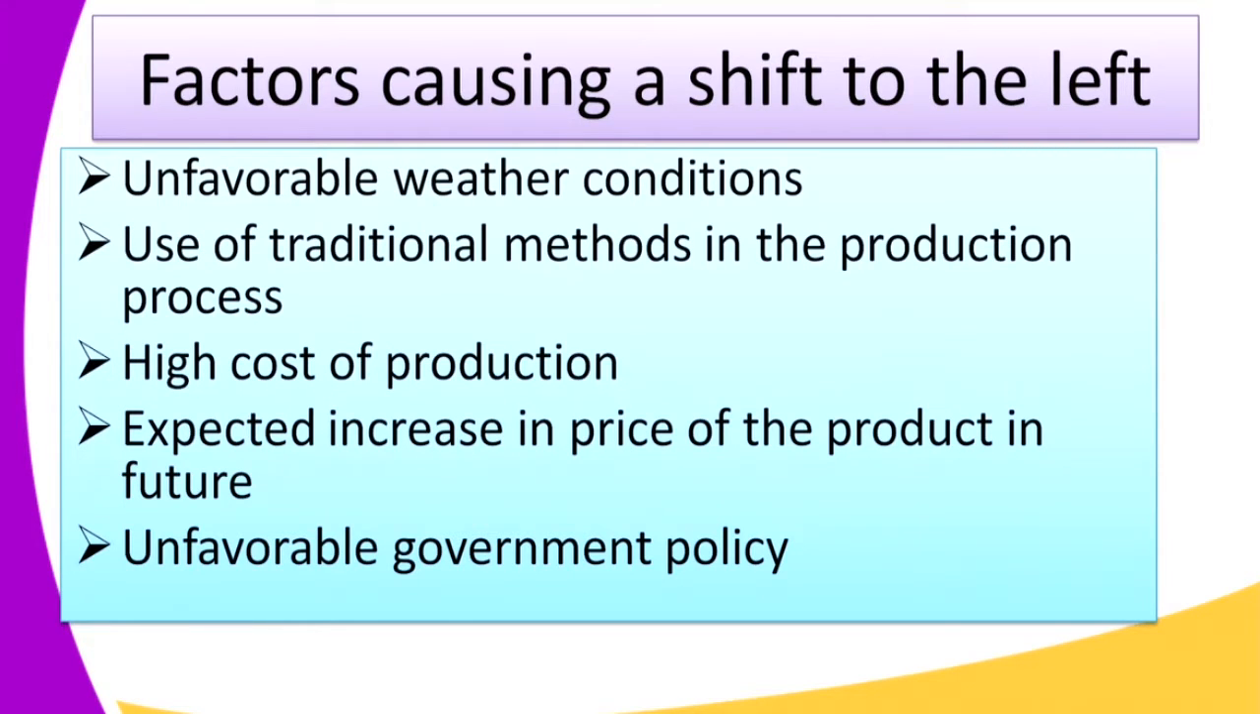The other one is unfavorable government policy, like increase in taxation. You find that if a product is taxed, what happens is that the price of that product goes up. And remember, from the law of demand, increase in price reduces demand. So if the price of a product is high, people will demand less, and therefore you will be forced to supply very little.